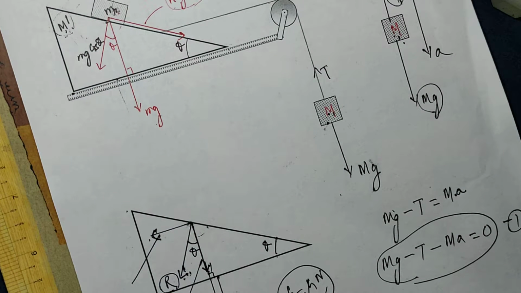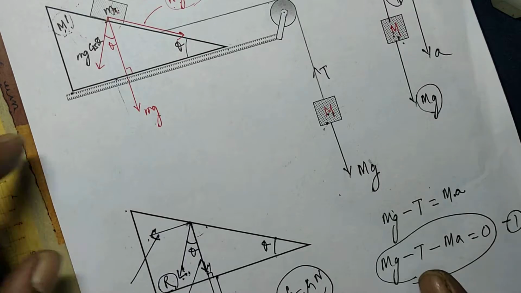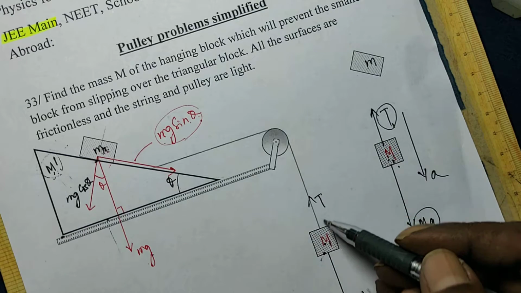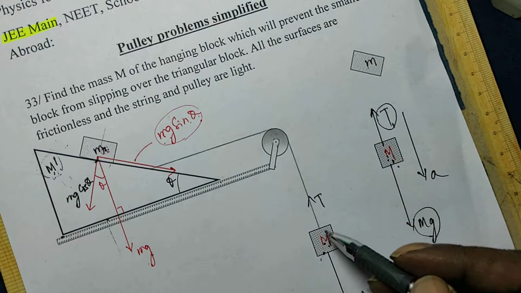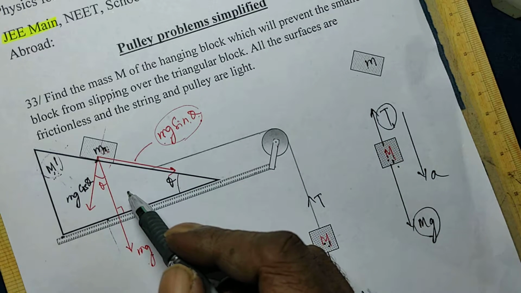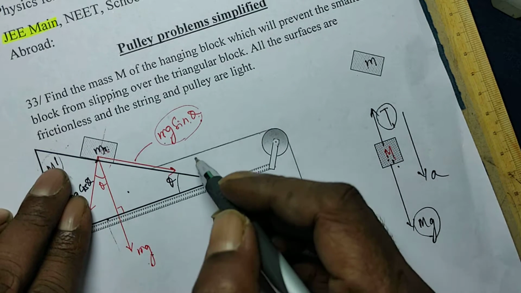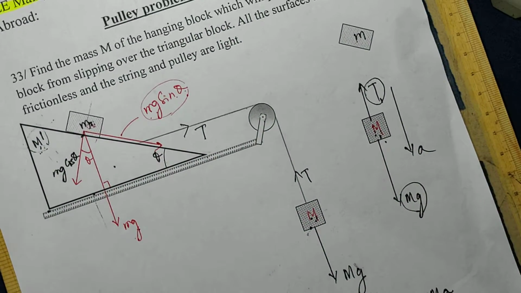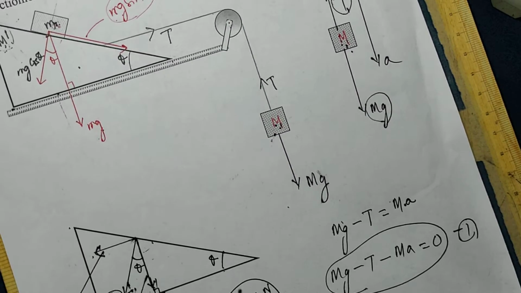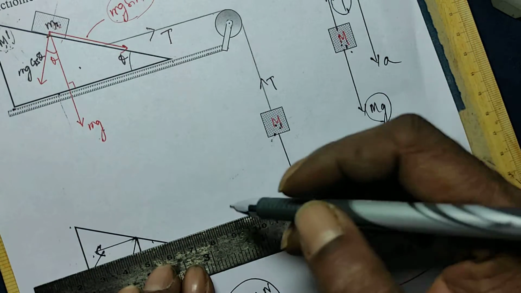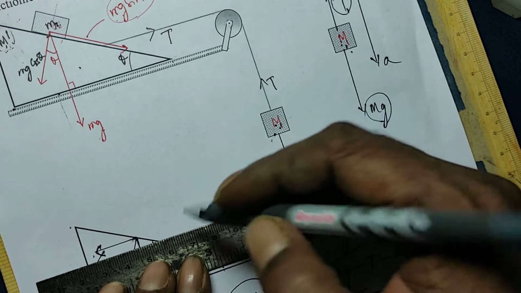Now what else? If you look here, this tension for this block is away from it, and the same tension in the same string for this triangular wedge having mass m dash will be to this side. So I have to show that here also.